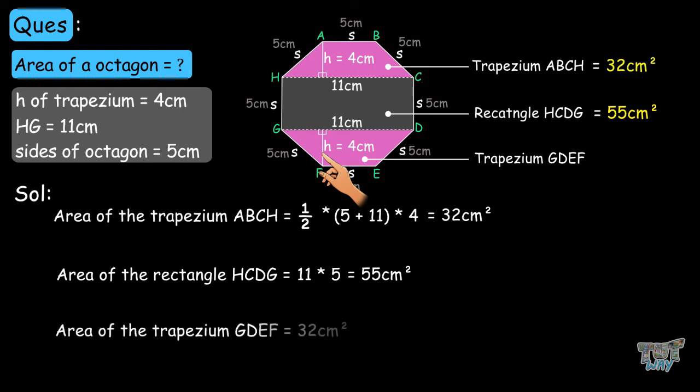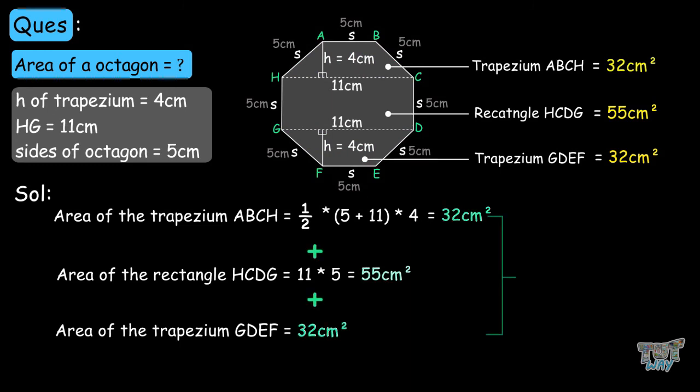So trapezium GDEF will have 32 centimeters squared as well. And then adding all three areas together, we get 119 centimeters squared. This is the area of the octagon.